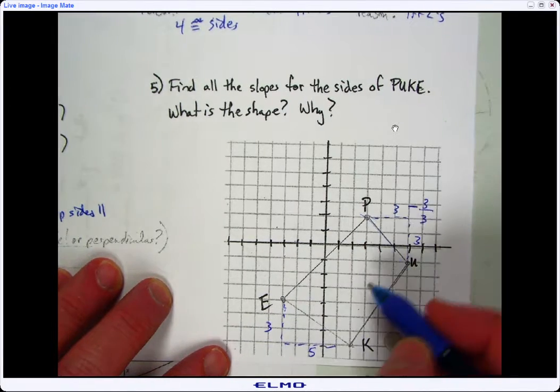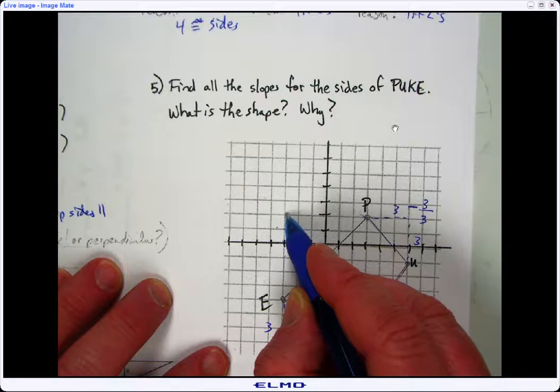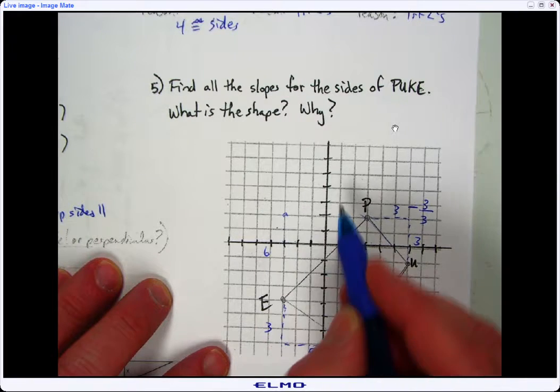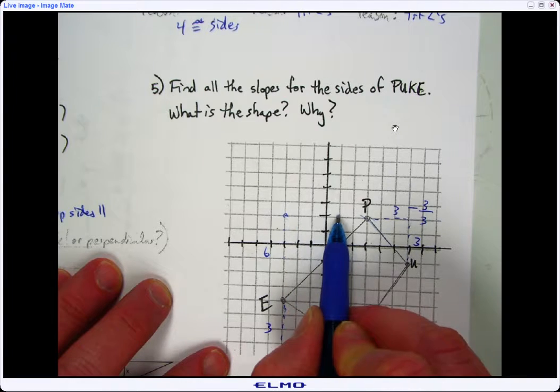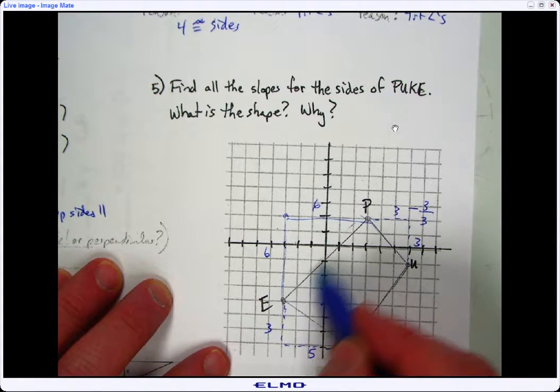Go over here. Up 1, 2, 3, 4, 5, 6. To the right, 1, 2, 3, 4, 5, 6. Now this one also has a slope of positive 1.